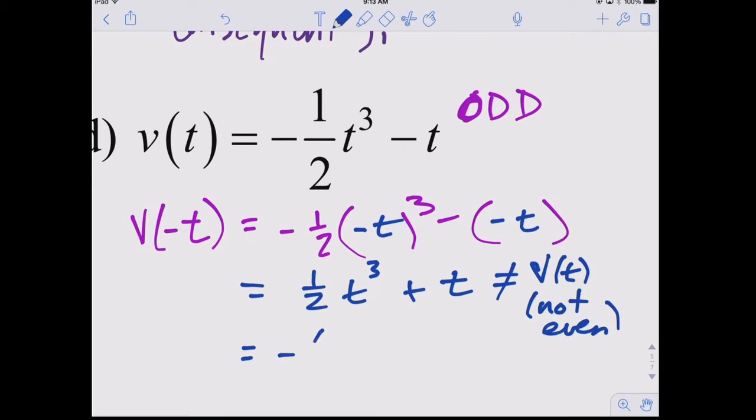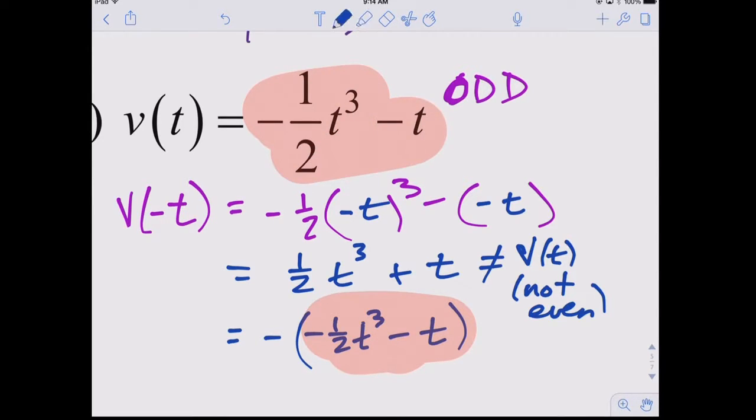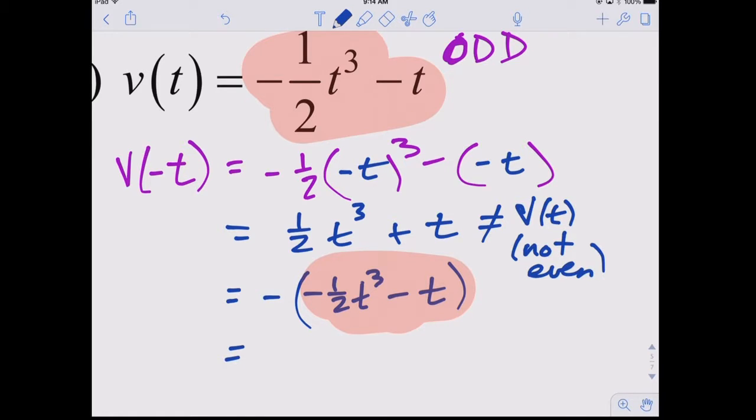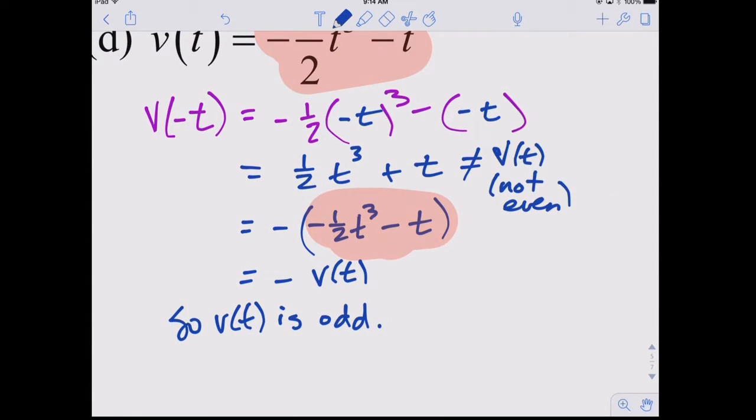But if I were to factor out a negative from each term, I would change their signs, and I would end up with negative 1/2 t cubed minus t, and now this is what I started with, and so that is actually the opposite of what I started with. So now I have the argument v of negative t equals negative v of t, so v of t is odd, and has what type of symmetry? Origin, rotational symmetry. Good. So that would be the formal argument there.